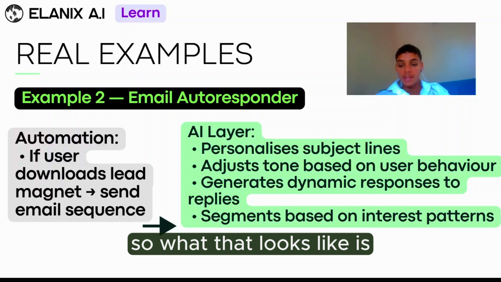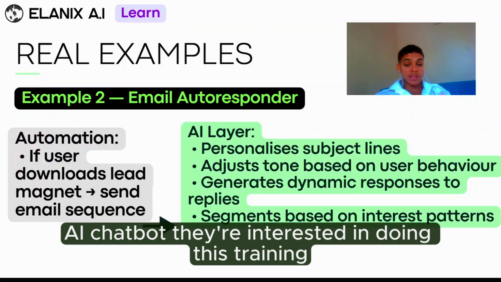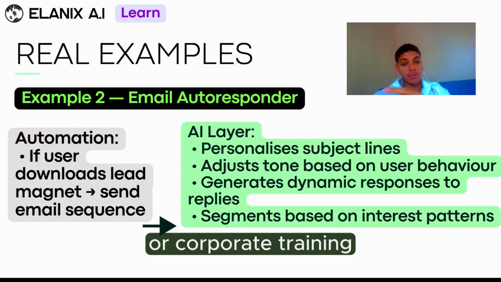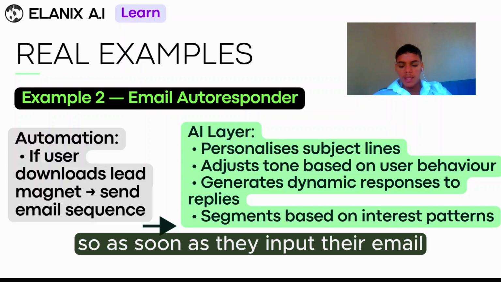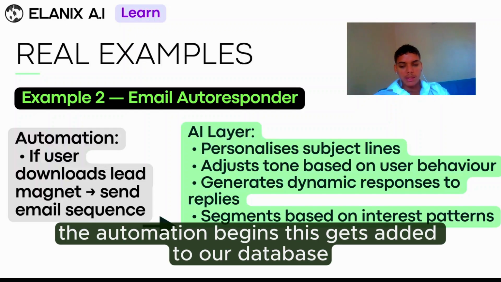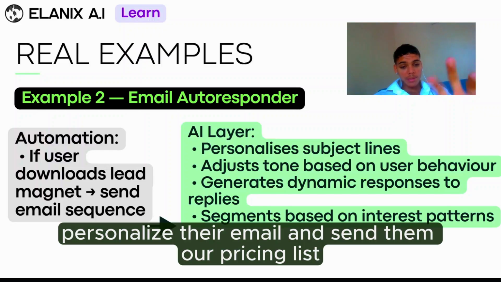So what that looks like is somebody messages the Elanix AI chatbot. They're interested in doing this training or corporate training. So as soon as they input their email, the automation begins. This gets added to our database, takes it to AI, and we're going to segment them onto the training side, personalize the email, and send them our pricing list.